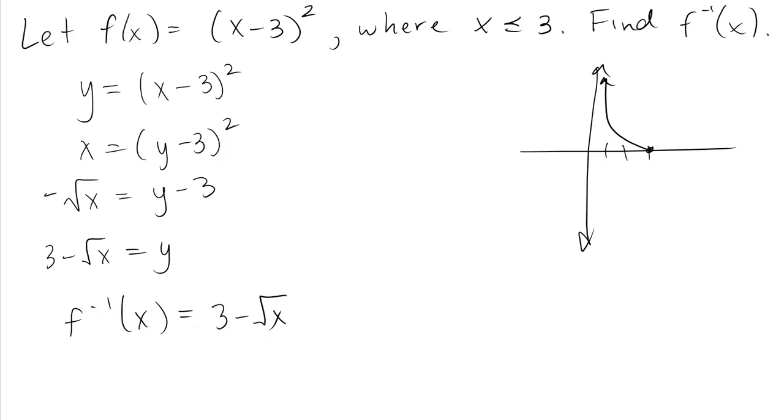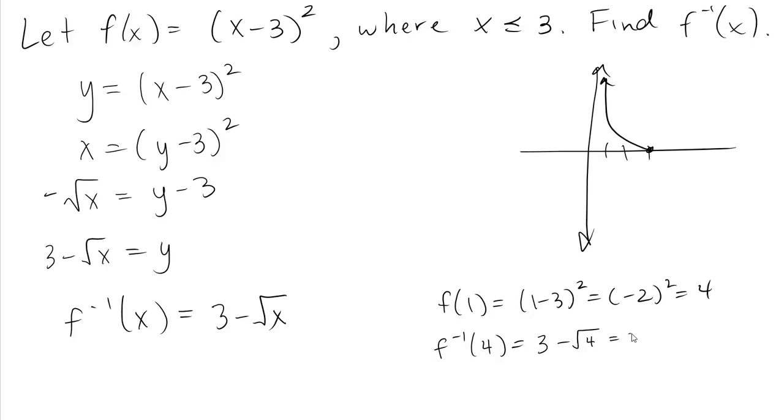How do we know that was the right choice? Like, how do we know we did this right? Well, remember how this works. If we plug a number into f and get a result, and then plug that result into f inverse, we should get right back to where we started. So let's do that. Let's plug in 1. If I plug in 1, f of 1 would be 1 minus 3 squared, which is negative 2 squared, which is 4. And now I'm going to plug 4 into the inverse function. That should get me back to where I started. So that's 3 minus the square root of 4, which is 3 minus 2, which is 1. And yeah, we're right back to where we started.